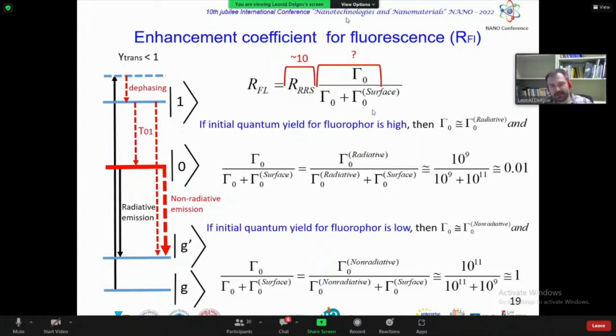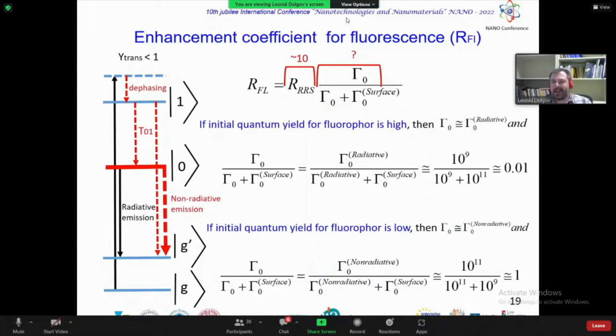basically the emission yield. And when we have high quantum yield initially, this radiative rate is dominating, and for the surface rates here we have such numbers, of these orders, and finally it gives us 0.01. Therefore, when we make the product, 10 multiplied by 0.01, you obtain not an increase but even a decrease in fluorescence.